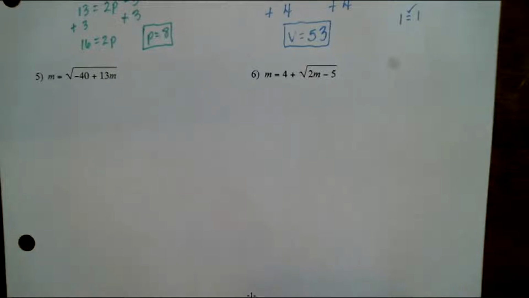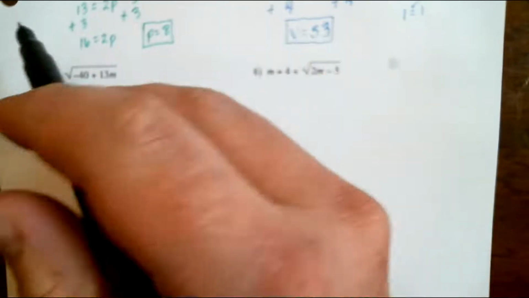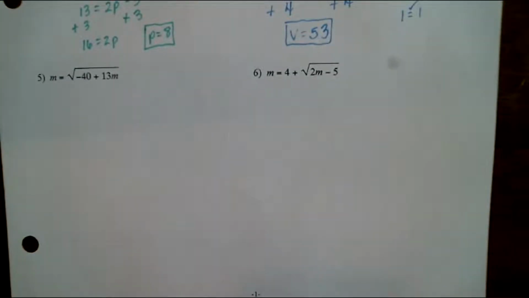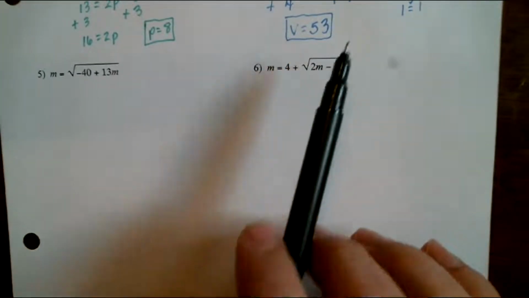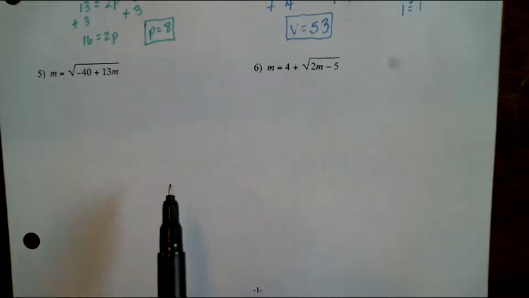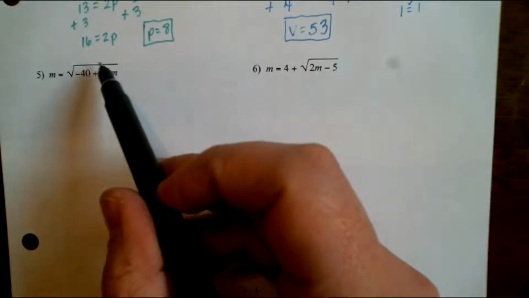Okay, jumping to number 5. The square root is by itself. If the number is extraneous, would you write no solution? Correct. That is correct, Caitlin. If 53 did not work, then it wouldn't have any solution at all. Because technically right now it just has one solution, but if that solution did not work, it would be no solution.